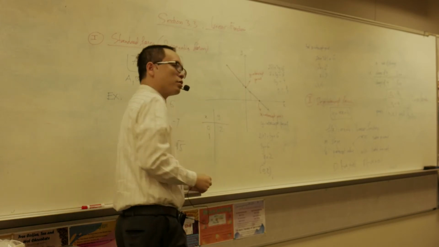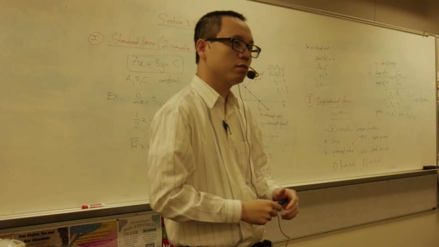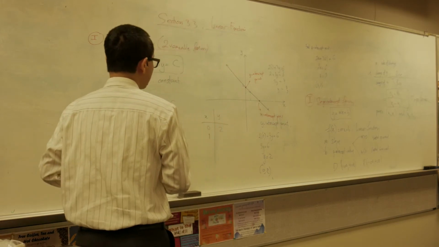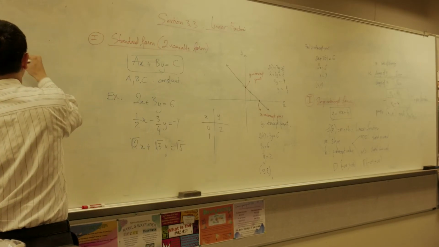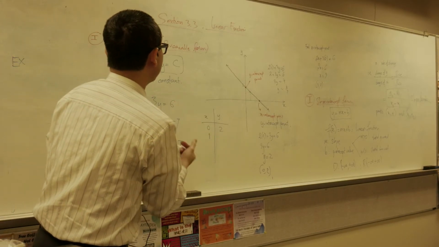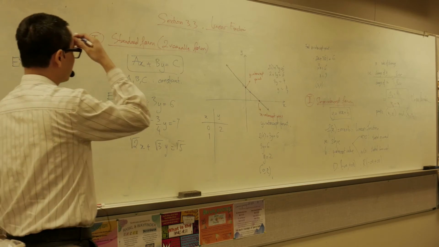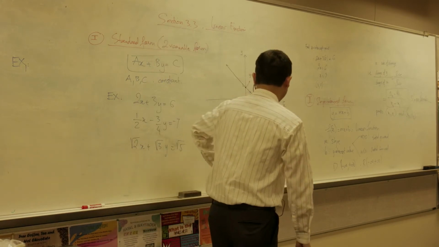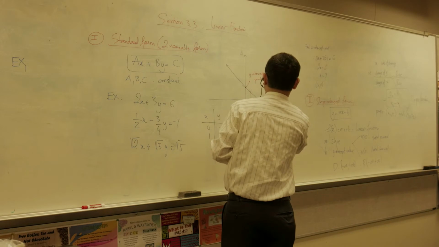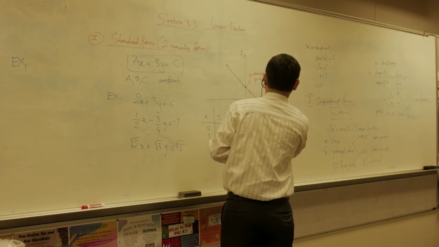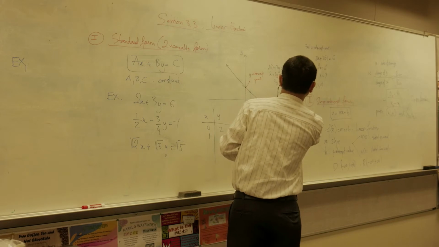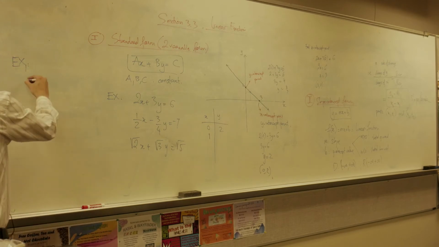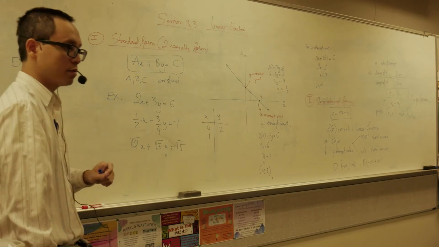Of course, we can find the slope by using the rise over run method too, if we're given a graph. How are we going to do that? Let's go through the example here. Example number 1: let's try to find the slope of this graph right here. The x-intercept over here is 3. So I'm going to find the slope by using the rise over run method.